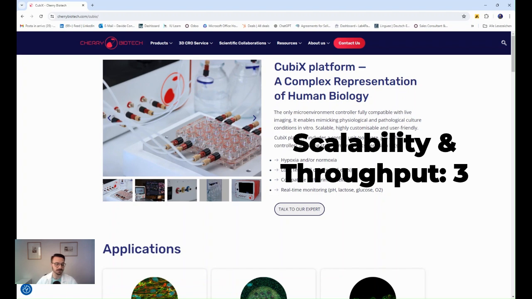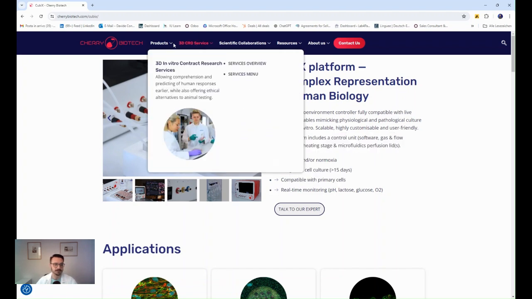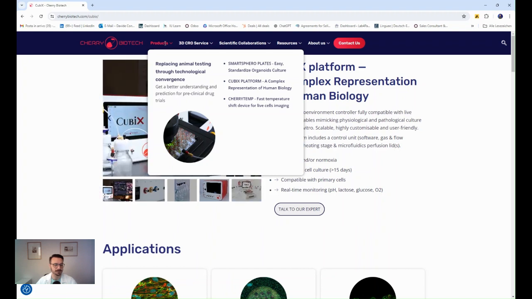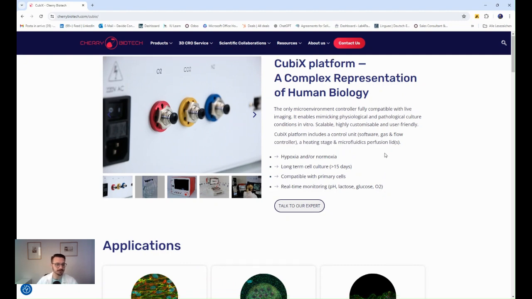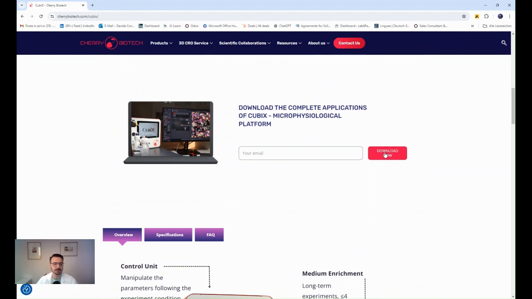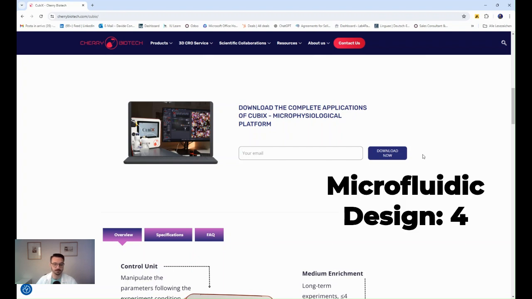In terms of the microfluidic design, obviously for the smart spheral plate, there's not too much fluidics inside, but in the Cubics platform, this is quite nice actually. Also, the possibility of having regulation with much bigger reservoirs means that you can at least theoretically run longer studies and play a lot around with that. So for this microfluidic, I would say a good 4.